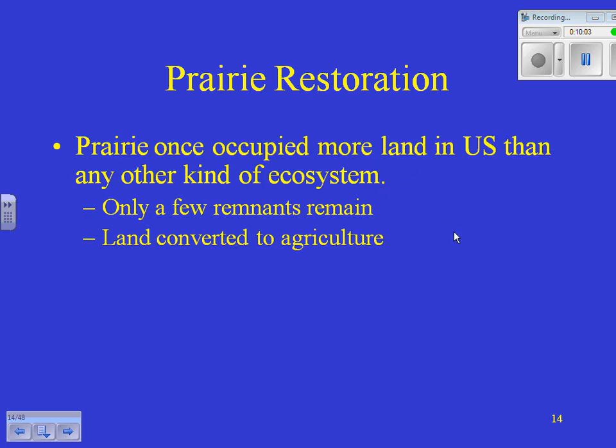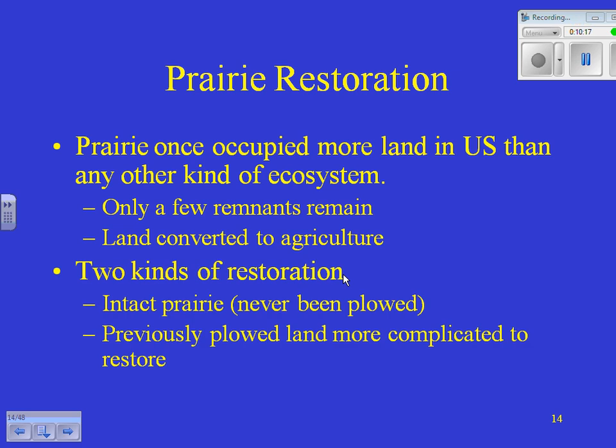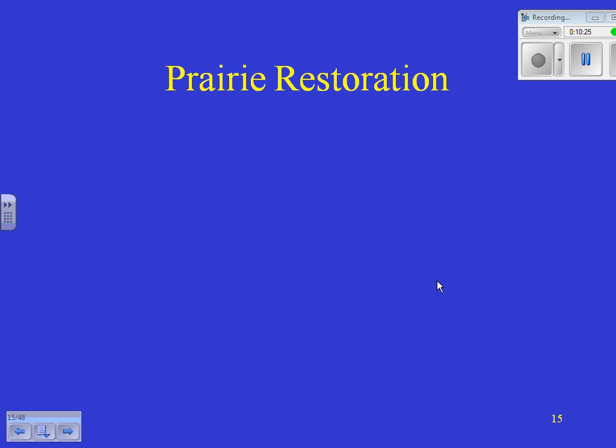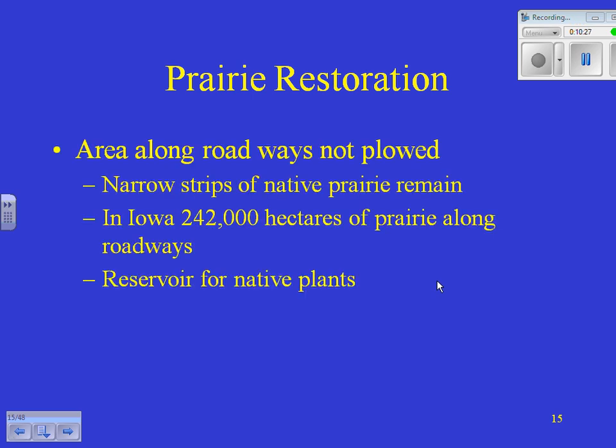Prairie restoration. Prairies actually occupied more land in the U.S. than any other kind of ecosystem. And now, because of building, there are only a few remnants remaining. Building and actually agriculture. The biggest converter was agriculture. We've turned a lot of our prairie land in the Midwest into farms. And there, of course, there are two kinds of prairie restoration: intact prairie that's never been plowed, or previously plowed land, which is a little more complicated to restore.